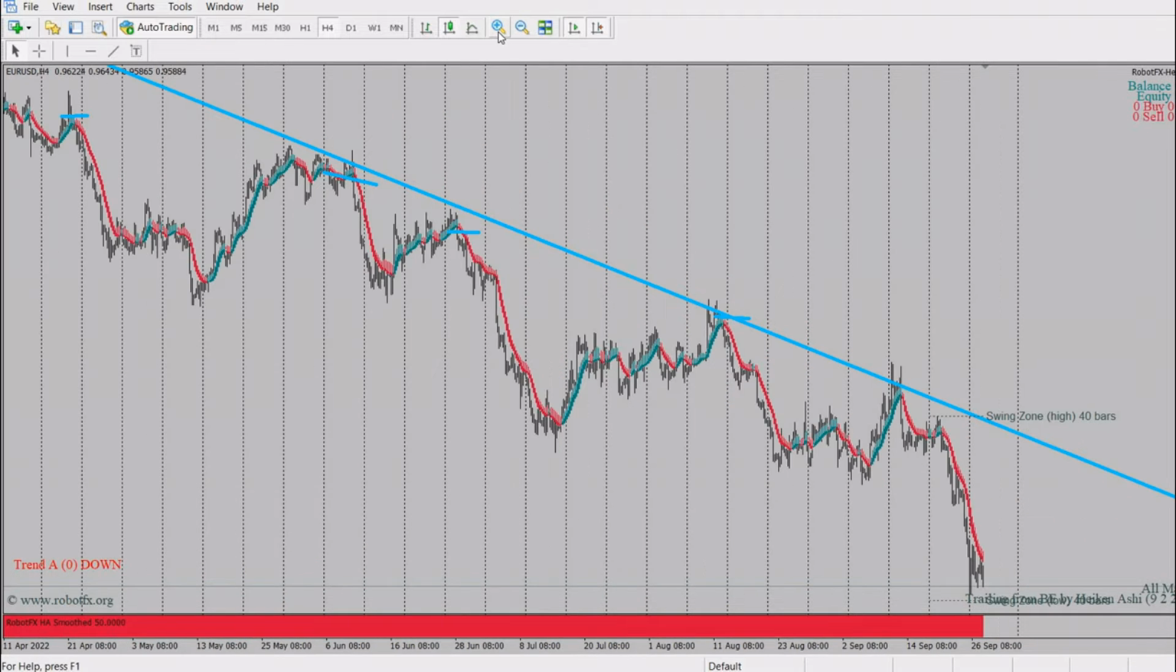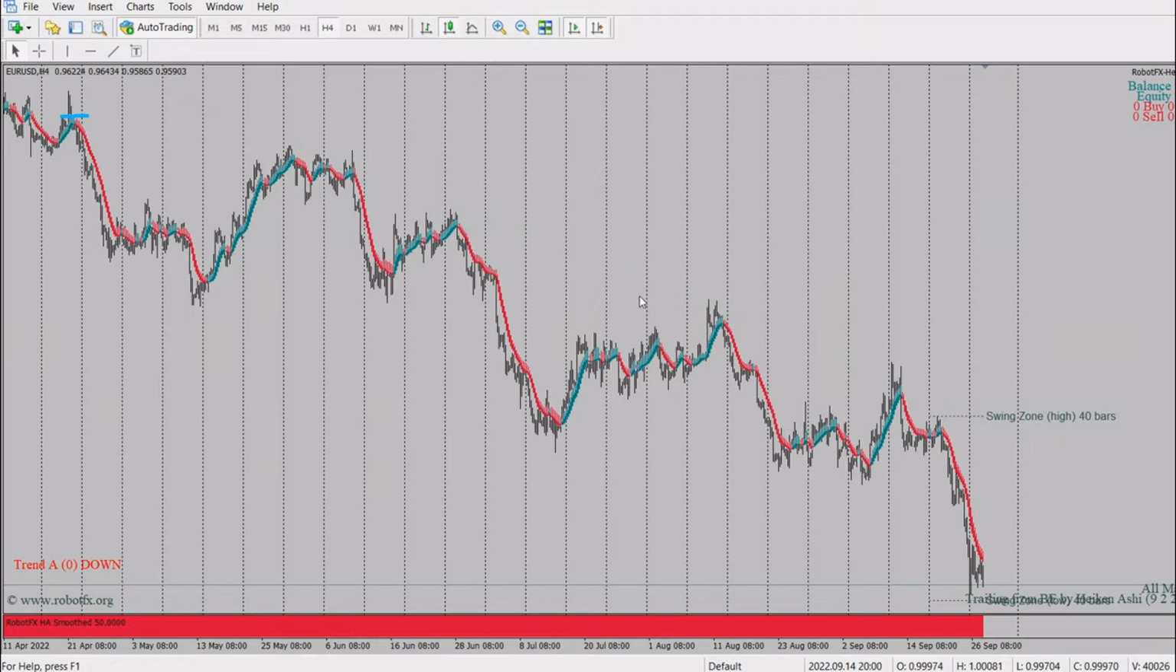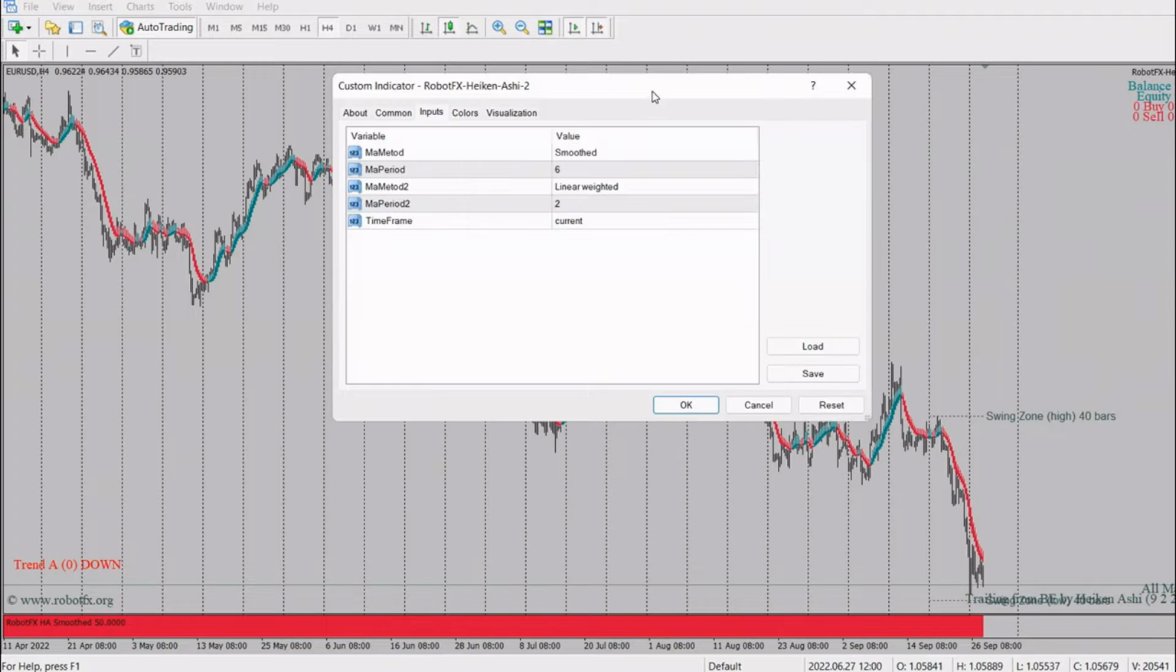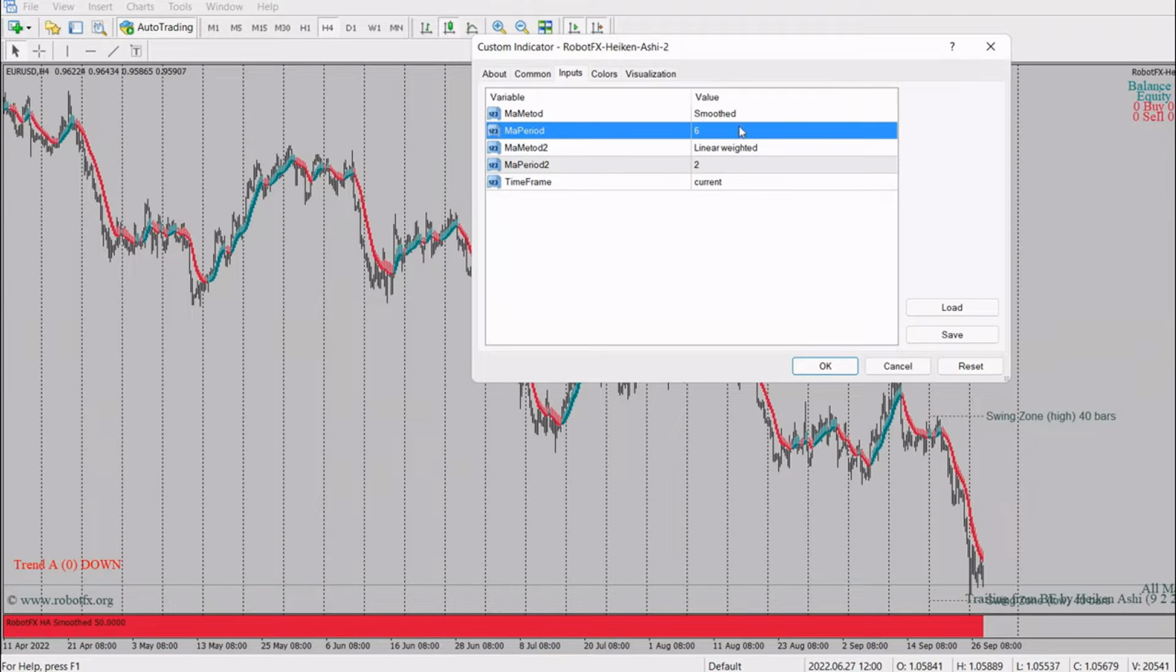And with the default settings, we can see that it is almost there. It almost does what we need, or what I want. And this is good. Basically, I don't need to change the settings at all. The Heiken Ashi smoothed settings are just enough: smoothed 2 and linear weight 2.